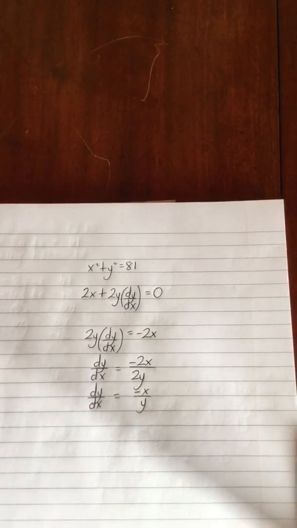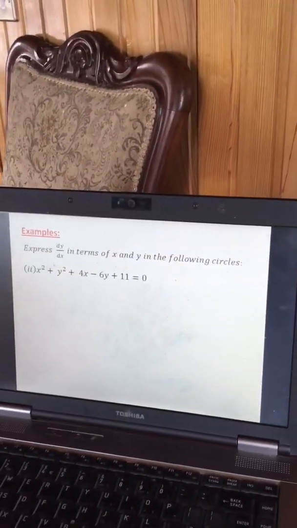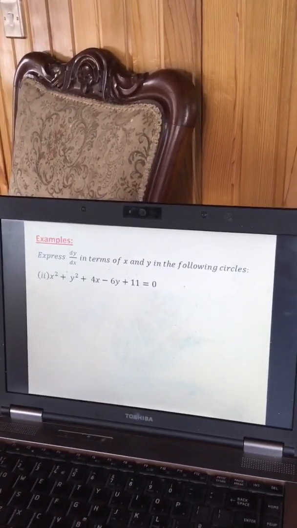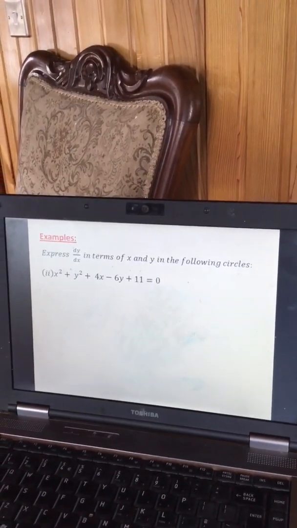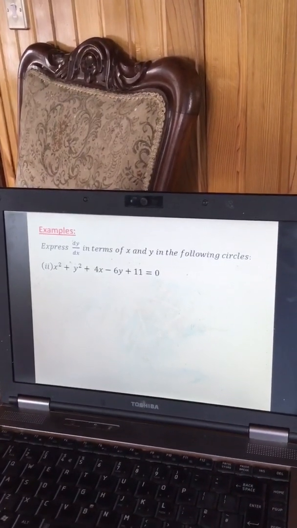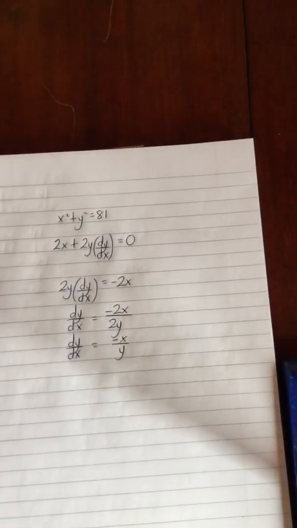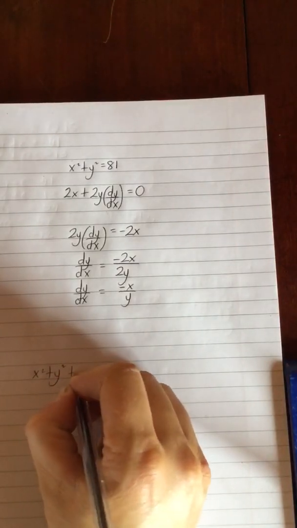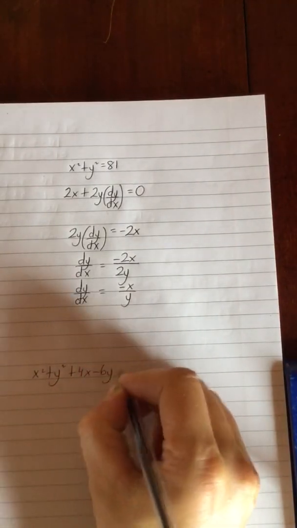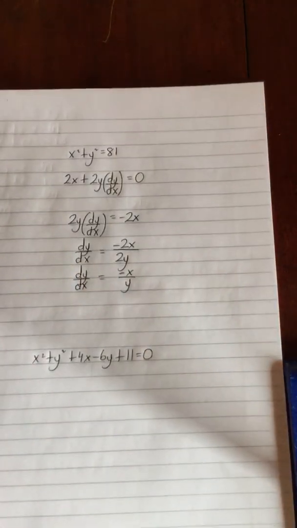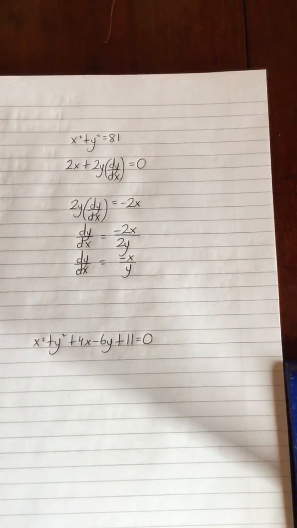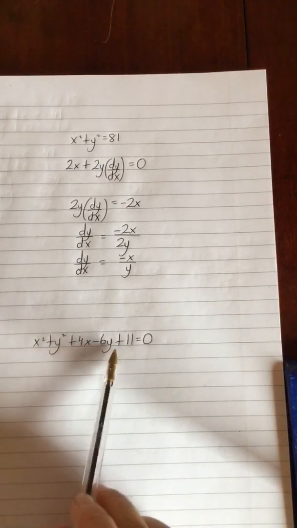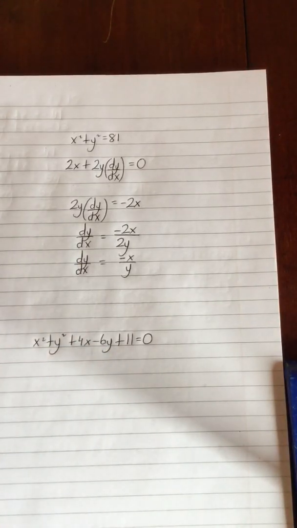The next circle on the PowerPoint is to express dy dx in terms of x and y in this circle here: x squared plus y squared plus 4x minus 6y plus 11 equals 0. So we're going to look at that one next. Just like before, we're going to differentiate, but every time I differentiate a y term, which will be this one and this one, I need to put dy dx beside my derivative.